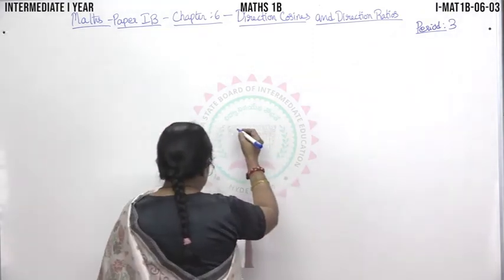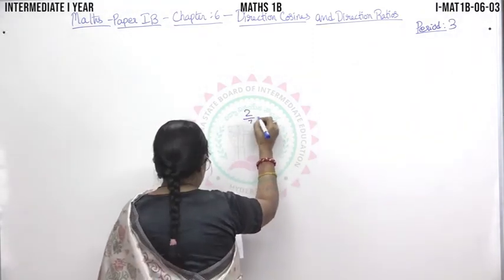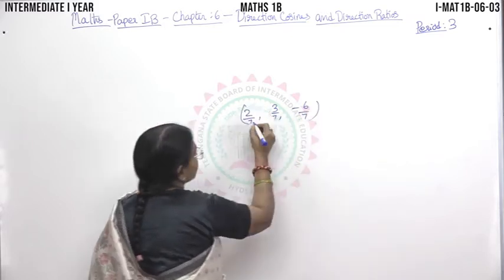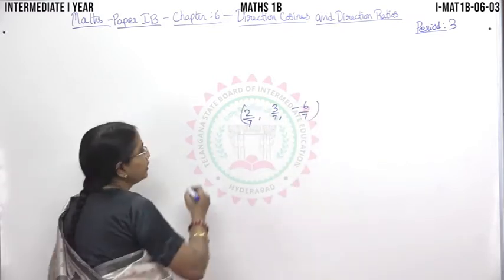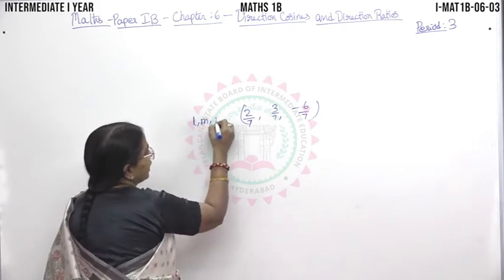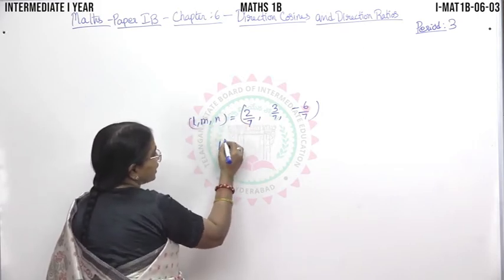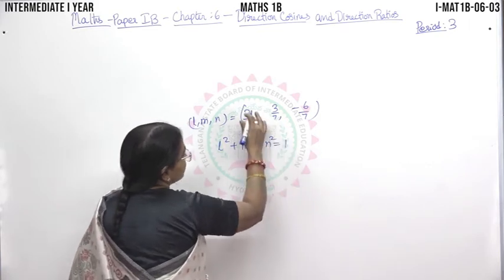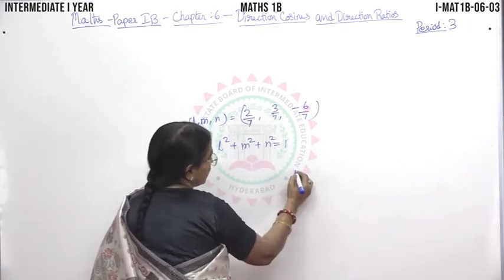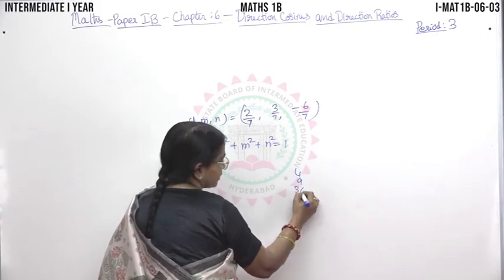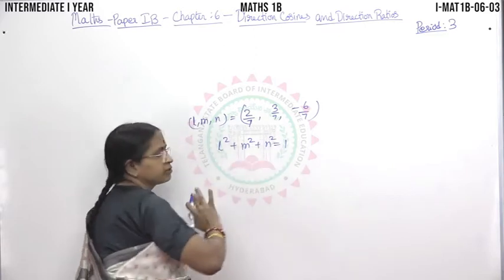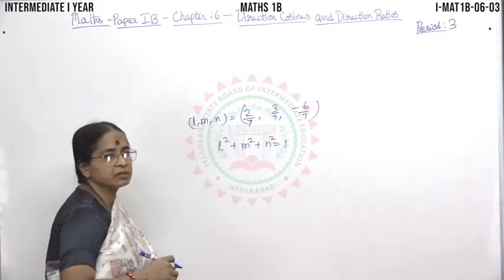You have seen examples like this. You have 2 by 7, 3 by 7, and minus 6 by 7 as the direction cosines of a line. So these are L, M, N, and you have the property that L square plus M square plus N square is equal to 1. You can see 4 plus 9 plus 36 is 49, and 49 by 49 is equal to 1. So they are satisfying this. This is one set of direction cosines.